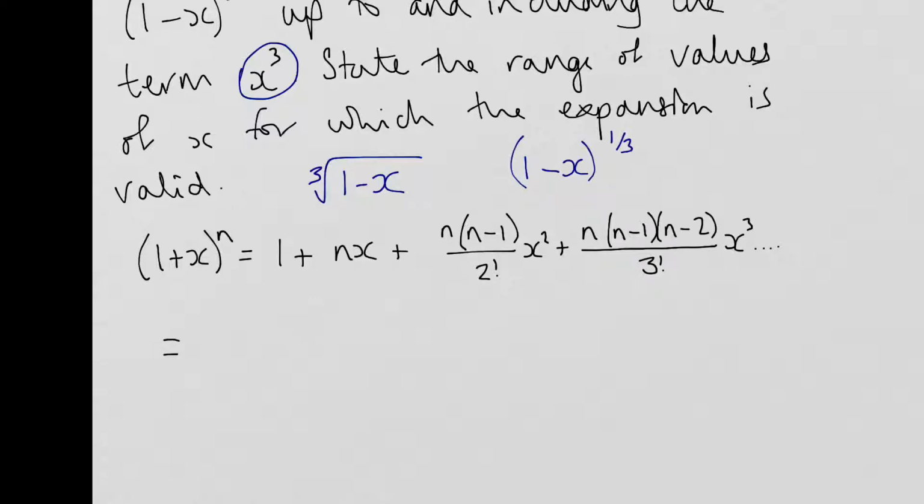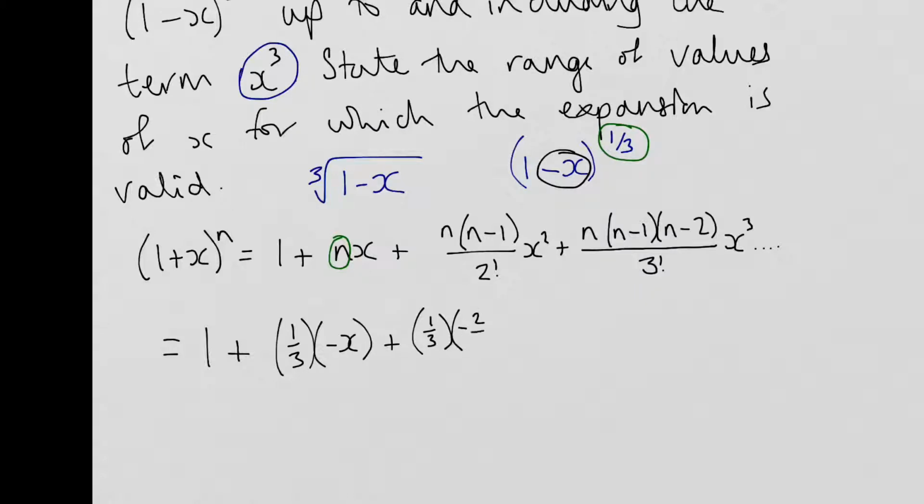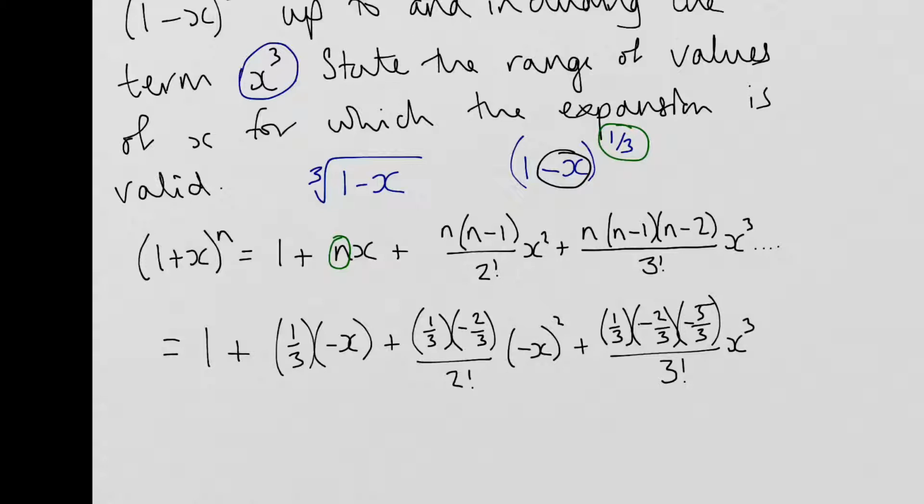So my first term is going to be 1 plus n, in this case 1/3. That is my power, 1/3. The x isn't just an x though, it is a minus x, so I'm going to put a minus x in here. Then on to the next part. Again, I know that my n is 1/3, n minus 1, so 1/3 take away 1 whole is minus 2/3. That's all being divided by 2 factorial, and then I have a minus x all squared. Next term, I've got 1/3 times minus 2/3. My next one then, subtracting 1 whole again, is going to be minus 5/3, all over 3 factorial, times x cubed.